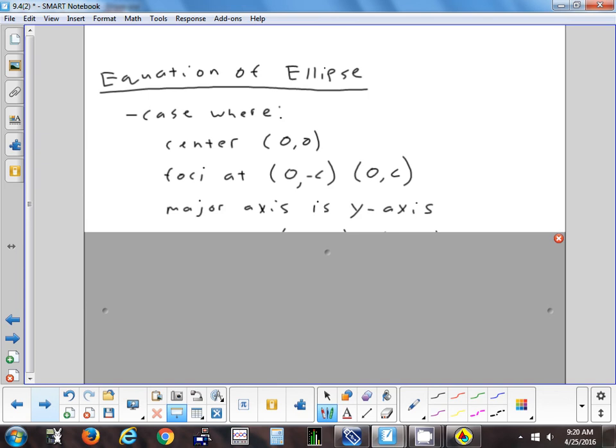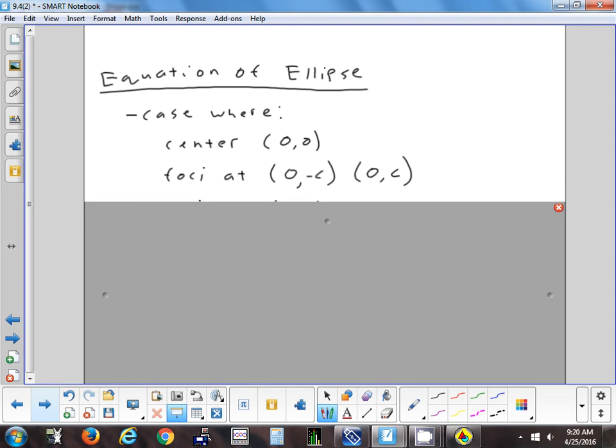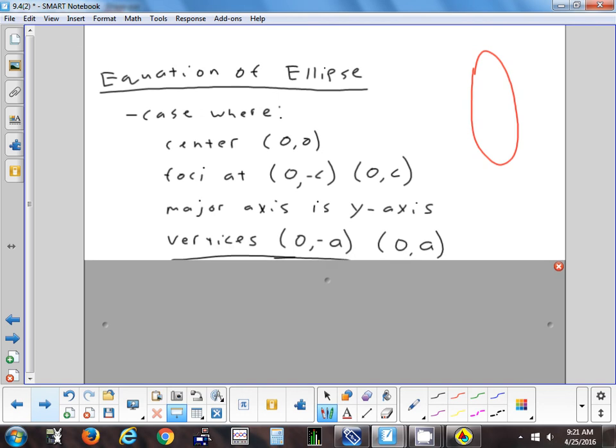So we're going to see here a lot of things are similar. The center is still going to be at the origin. The foci are going to be C units away from the center, but the difference now is the foci are going to be above and below the center, not left and right. That's because the major axis is now going to be up and down. So we're talking about ellipses that are vertical, not horizontal. The vertices are still A units away from the center, but now A units above and A units below.